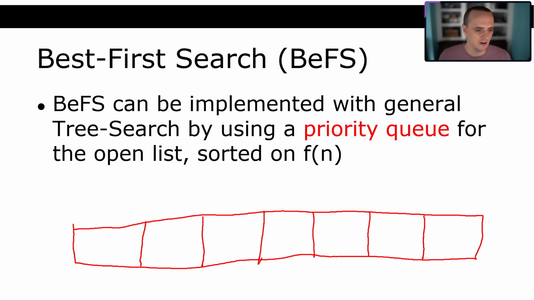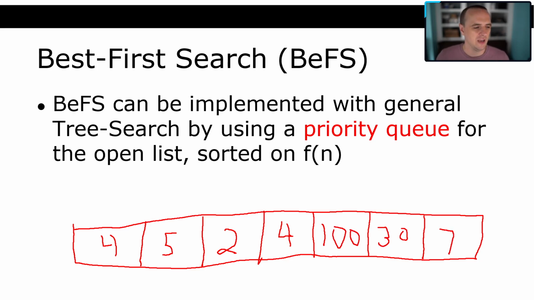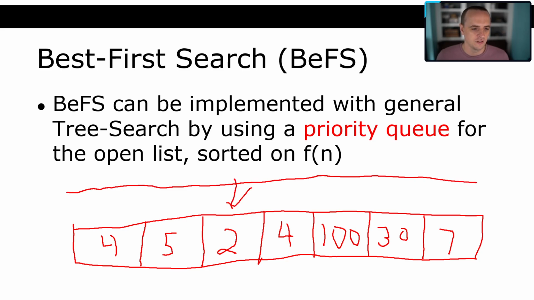And inside here, we've got f of n equal to 4, f of n equal to 5, f of n equal to 2, equal to 4 again. Maybe we have 100 over here, and we have a 30 and a 7. So in best first search, if these are the values of f of n, then we can implement this with an array if we want to. However, we're going to have to search over the entire array, record the minimum, and then return the node with the minimum f value.